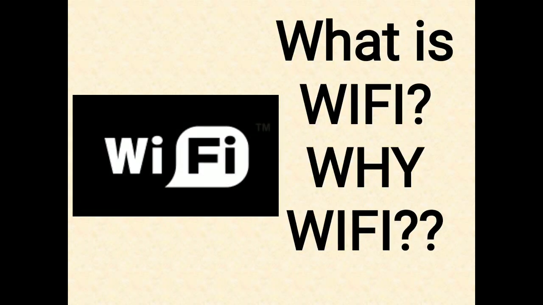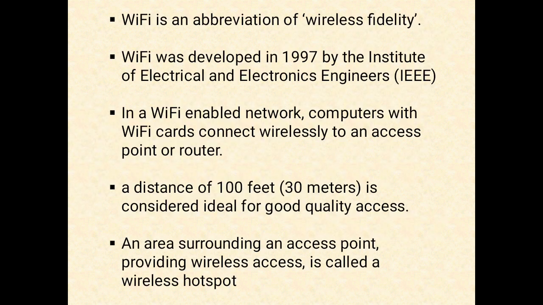In this video, you will know what is Wi-Fi and why Wi-Fi. Now, we'll discuss some introduction part of Wi-Fi. Wi-Fi is a globally used wireless networking technology that uses the 802.11 standard. The term Wi-Fi is an abbreviation of wireless fidelity. The technology used in Wi-Fi was developed in 1997 by the Institute of Electrical and Electronics Engineers. This technology was later commercialized by the Wi-Fi Alliance, a trade group.